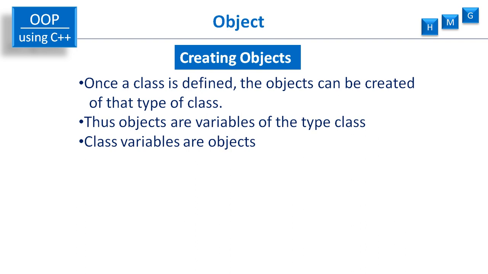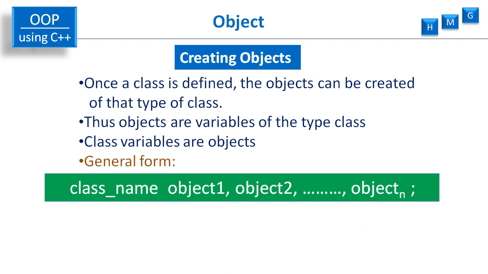This is the general form of creating objects. First of all, you have to start with the class name. Whatever class you have defined, use that class name followed by the list of objects. These objects can be any identifiers. You can create n number of objects, object 1, object 2, and so on, ending with a semicolon.